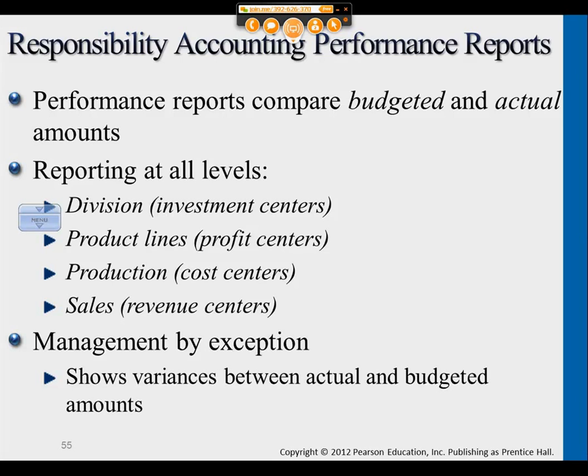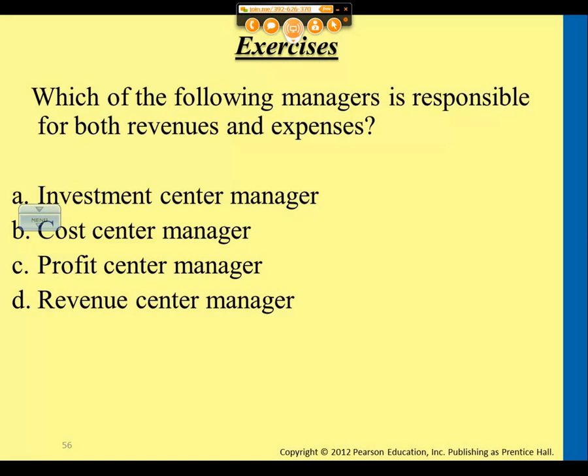So I will put in place my management by exception, where I'm going to look at the variances between the actual and the budgeted numbers. So let's check. Let's look at this. Which of the following managers is responsible for both revenues and expenses? So is it my investment, cost, profit, or revenue? Good job. All right.